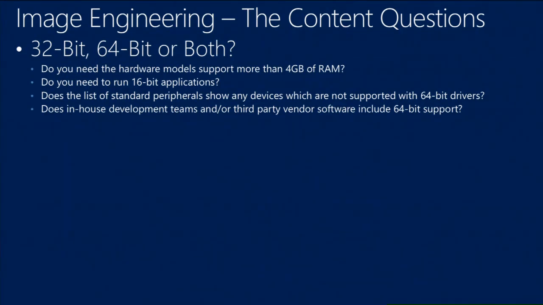Do you have a need to run 16-bit applications? If you do, then that leads to 32-bit. Do you have a list of standard peripherals or devices that do not support 64-bit drivers? In which case, you need 32-bit. So these 3 or 4 questions are used to determine the architecture of the images that we build. Now, typically, most organizations, we try and get them to go to a single image, one image. But in many cases, we have to develop 2 images, a 32-bit and a 64-bit image.